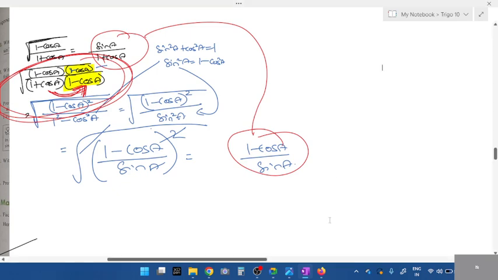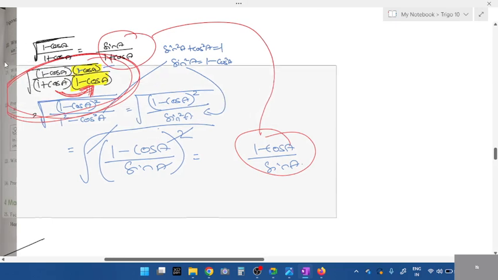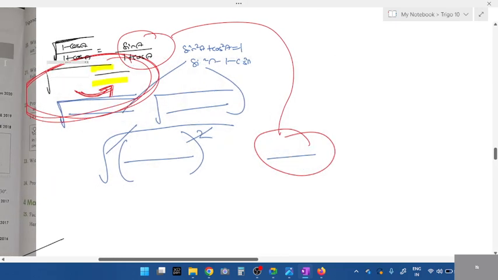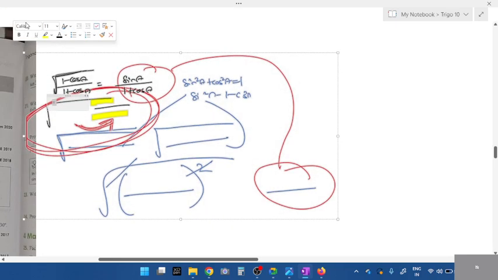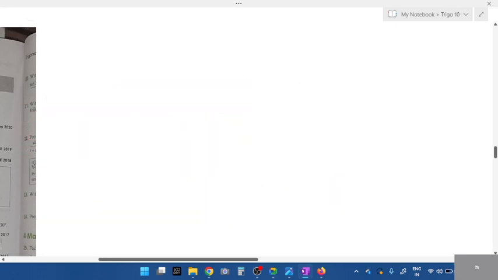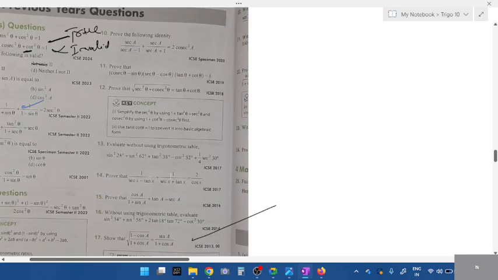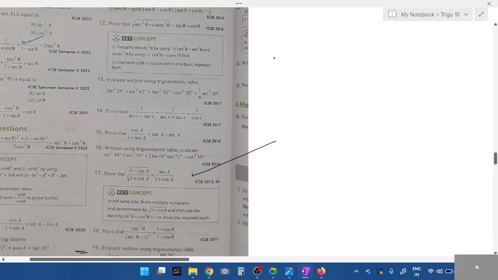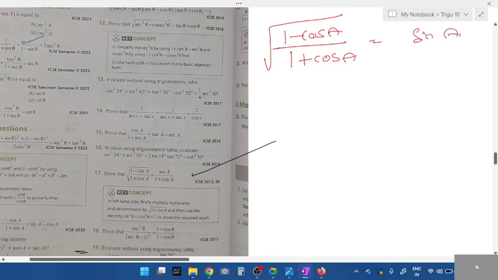It is inverted. Okay, the answers are not the same. So what I'll do is, look here. I'll take the same question. 1 minus cos a, students, divided by 1 plus cos a is equals to sin a divided by 1 plus cos a.